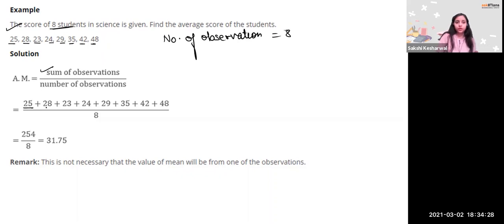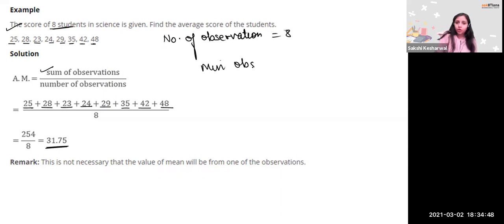The sum of observations is what? 25 plus 28 plus 23 plus 24 plus 29 plus 35 plus 42 plus 48, and then you have to divide. So you're going to add it. This will be 254 divided by 8, which is equal to 31.75.